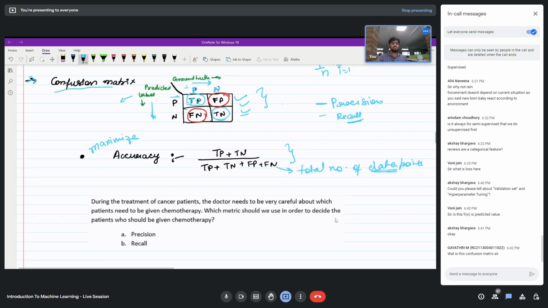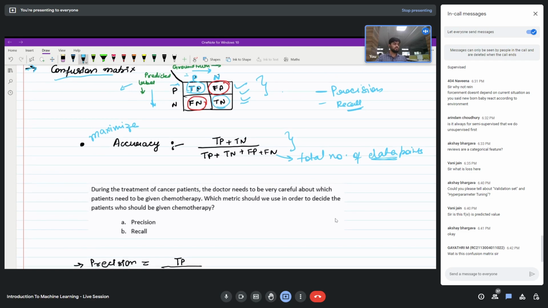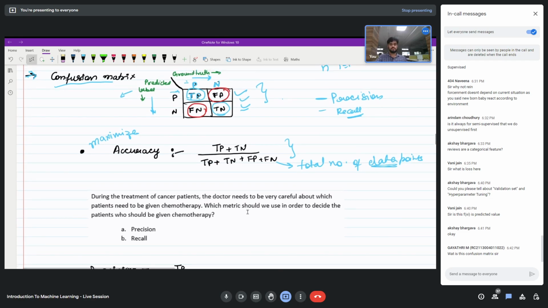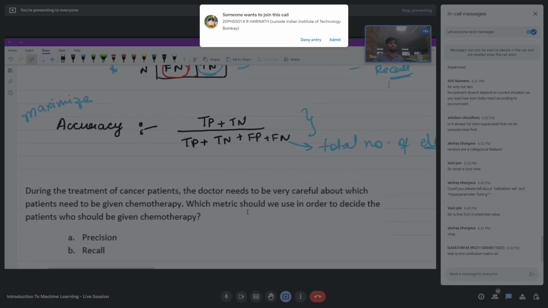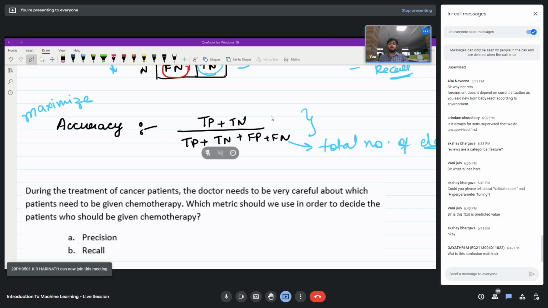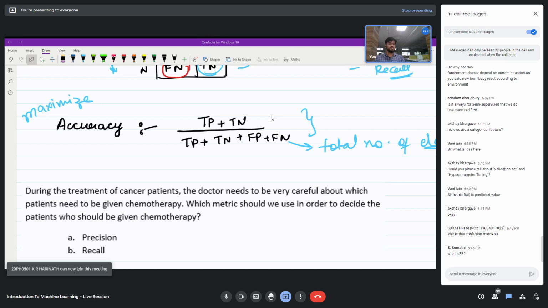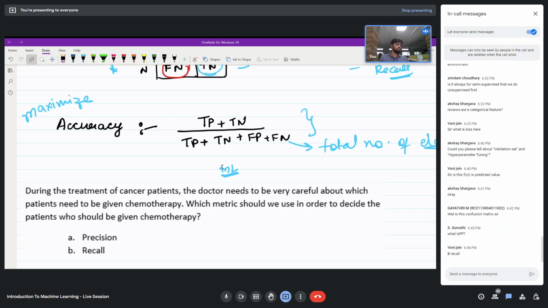Okay. So I just want you to read this question first, then I'll move to precision and recall. It says that during the treatment of a cancer patient, the doctor needs to be very careful about which patient needs to be given chemotherapy. If you are giving chemotherapy to a healthy person, it is harmful for their health. So right now you are using a machine learning algorithm to decide whether you should give that person chemotherapy or not.